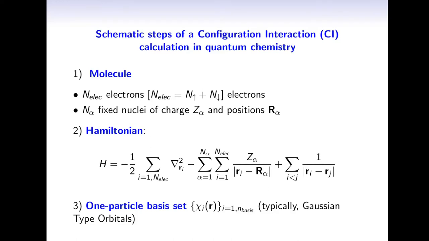So basic stuff. So what do we do as a first step if we want to do a configuration interaction? We first choose a one particle basis set. Typically, this is Gaussian functions, and this is what we are going to use for the solid. And this one particle basis has some size. Let's call it n basis, the number of these basis functions.